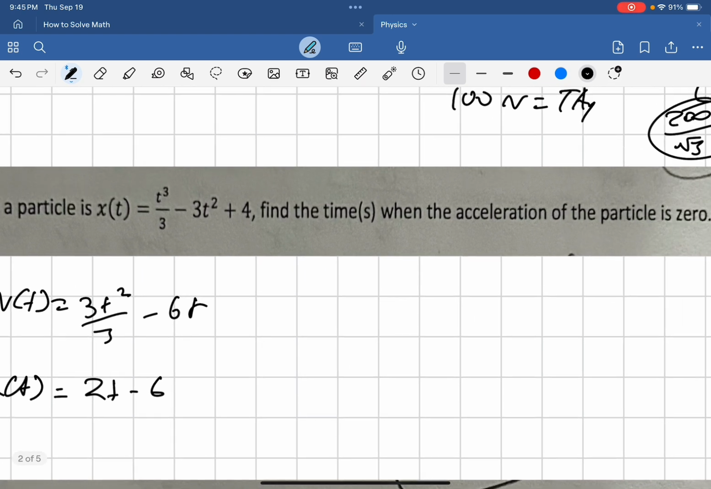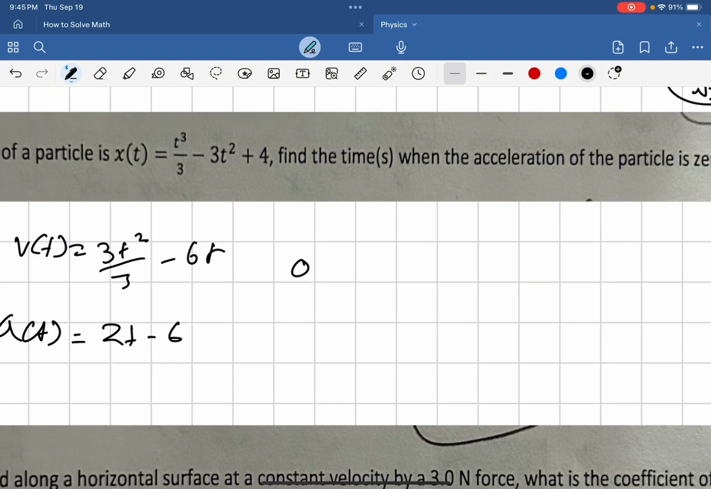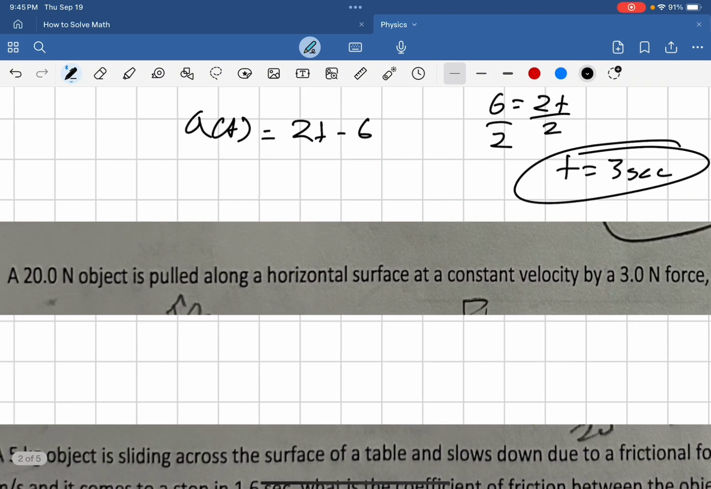And to find out when acceleration is 0, we'll just make a of t 0, which is equal to 2t minus 6. We have 6 right here is equal to 2t, divided by 2. That means acceleration will be 0 at 3 seconds. There you go. That one's really easy.